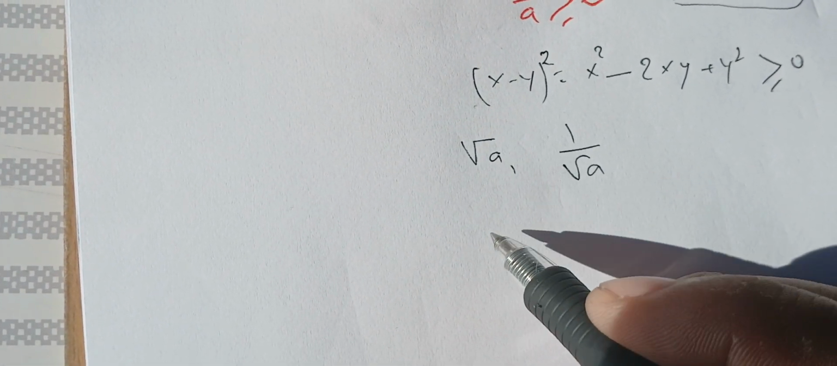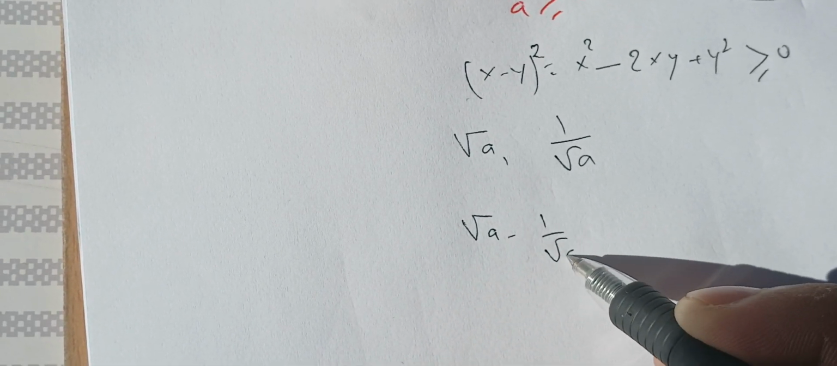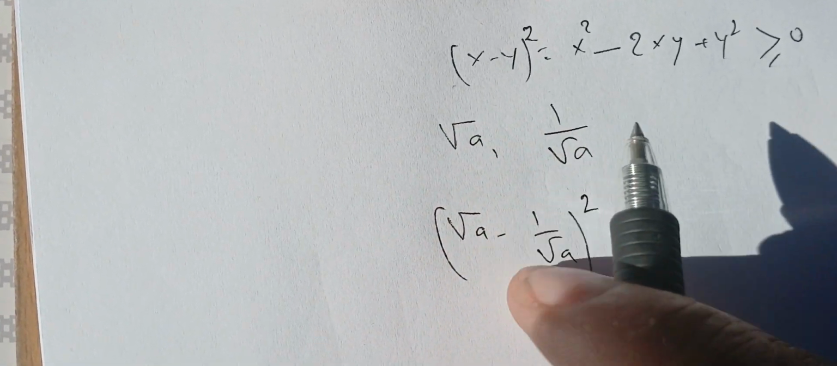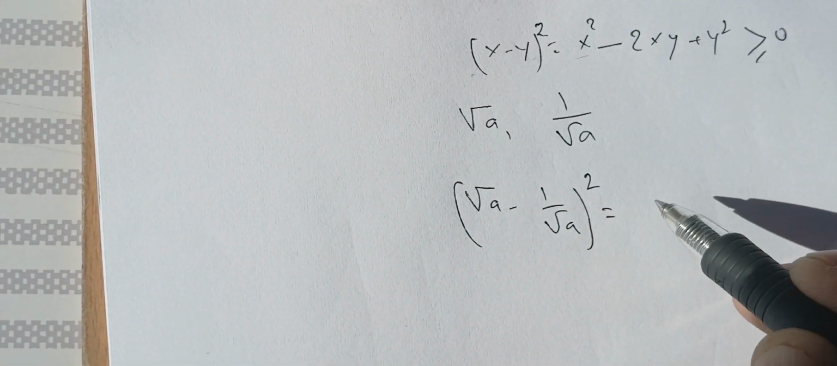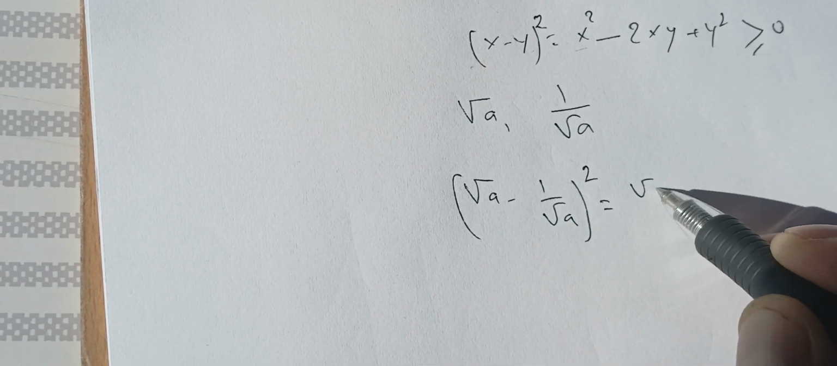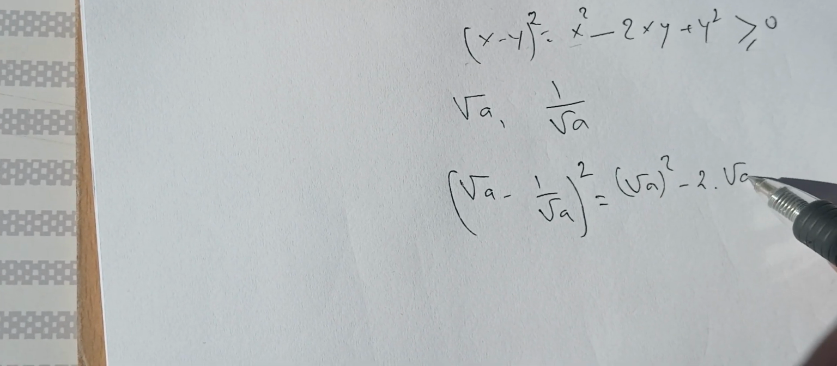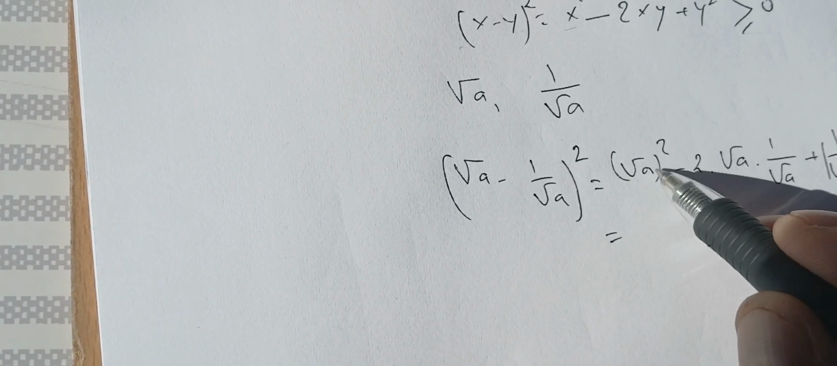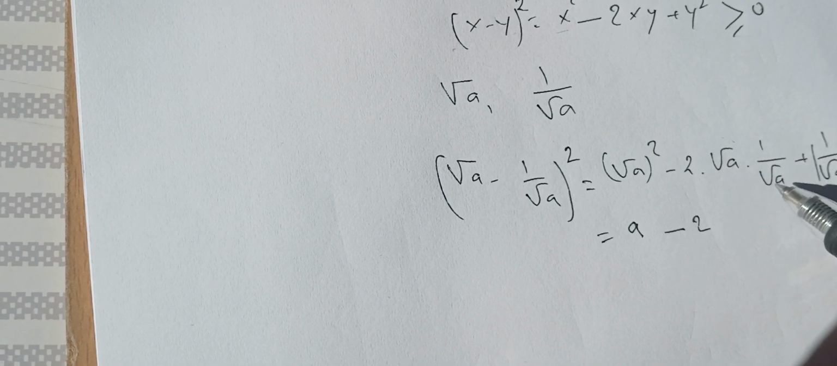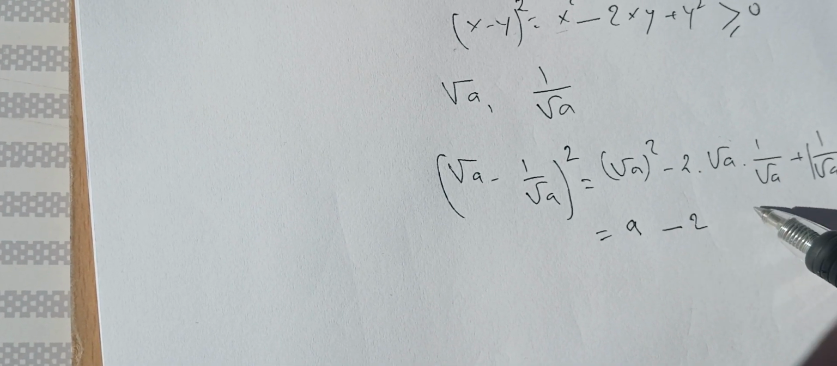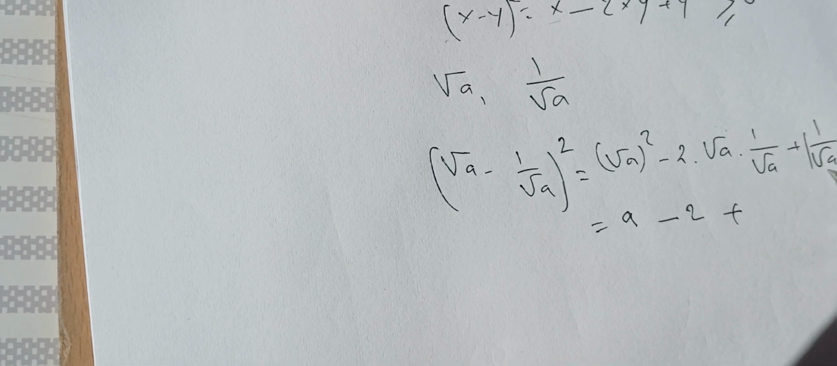Now we can consider square root of a minus 1 over square root of a, squared, which is always positive, as we said earlier. We can write this as square root of a squared minus 2 times the square root of a times 1 over the square root of a plus 1 over the square root of a squared. Since a is positive, we have only a, minus 2 times the square root of a over the square root of a, which is 1. Therefore we have 2 times 1, which is 2, plus 1 over a.